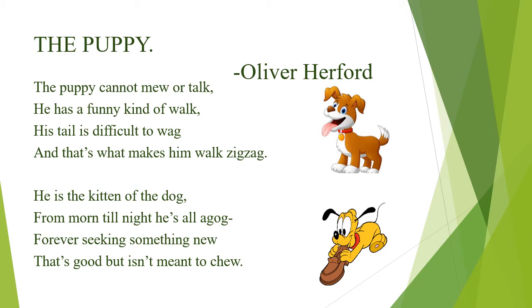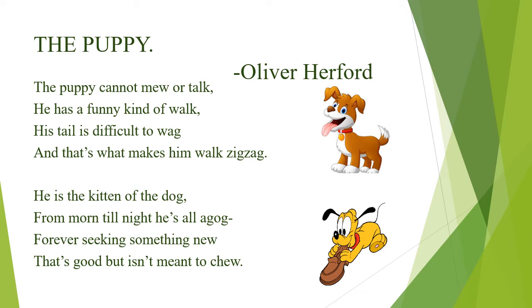Very good. Now here in the second verse we see that he is the kitten of the dog. Now kitten, a baby cat is called a kitten, isn't it? Just like that, he is the kitten of the dog. What is the baby of a dog? It's a puppy, isn't it? So he is the kitten of the dog.